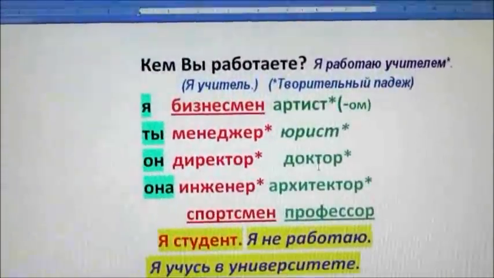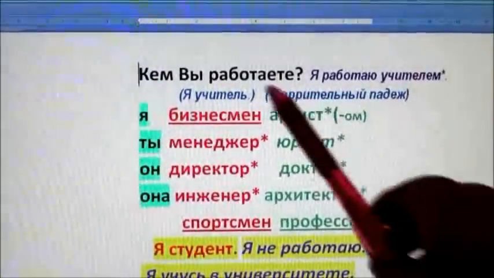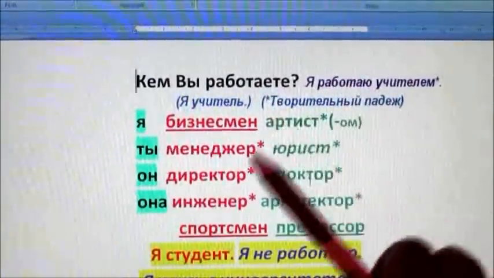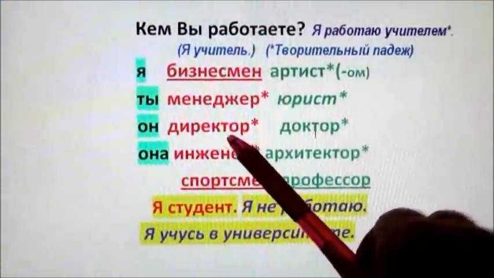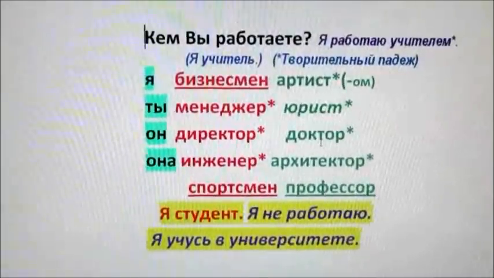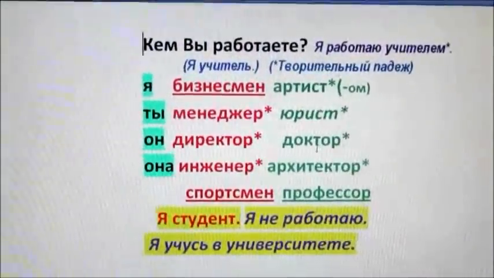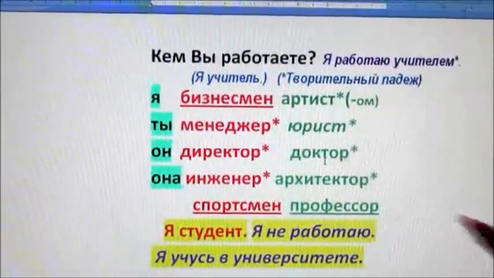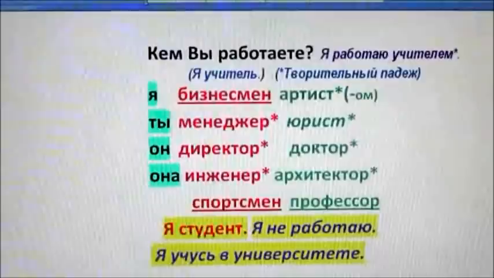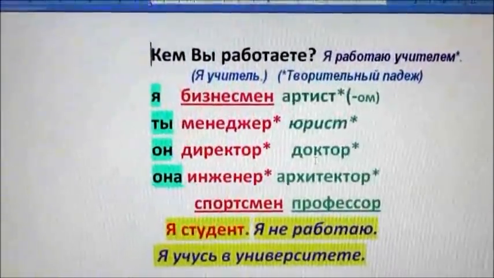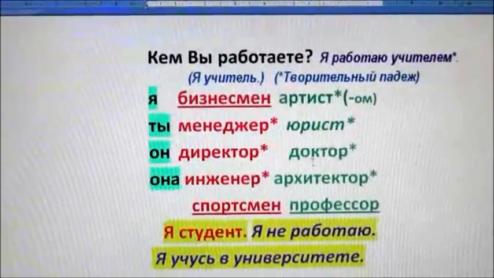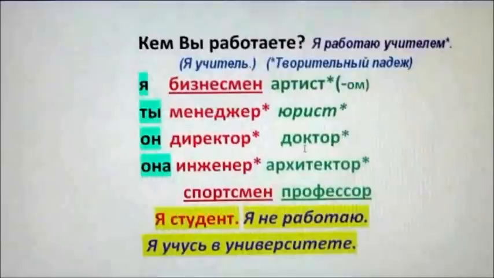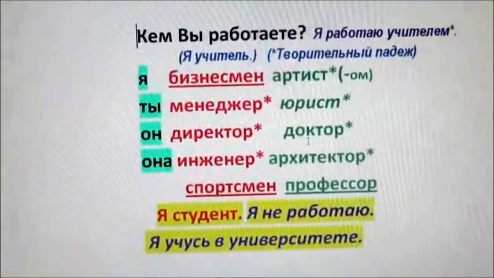Я работаю директором. Also we can use in instrumental case. Я работаю директором. I work as a principal. Director, principal. The next is doctor. Doctor is doctor of medicine. Я доктор. Я работаю доктором. Doctor. We have another word for it, врач.